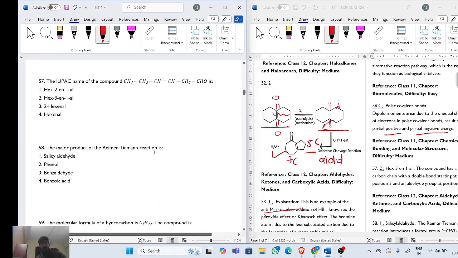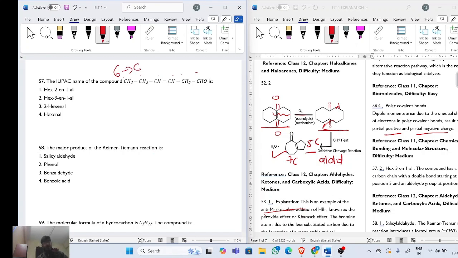Now question number 57. The IUPAC name of the compound. So we have to write the IUPAC name. First of all, we have to count the number of carbons. 1, 2, 3, 4, 5, 6. So it has 6 carbons.